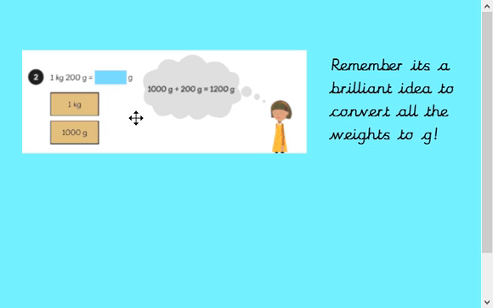So here we've got 1 kilogram and 200 grams. Okay, what I'm saying here is that it's a really good idea to turn all of the weight here into grams. So 1 kilogram we know is 1,000 grams, and then we need to add 200 grams. So 1,000 grams plus 200 grams would equal 1,200 grams.